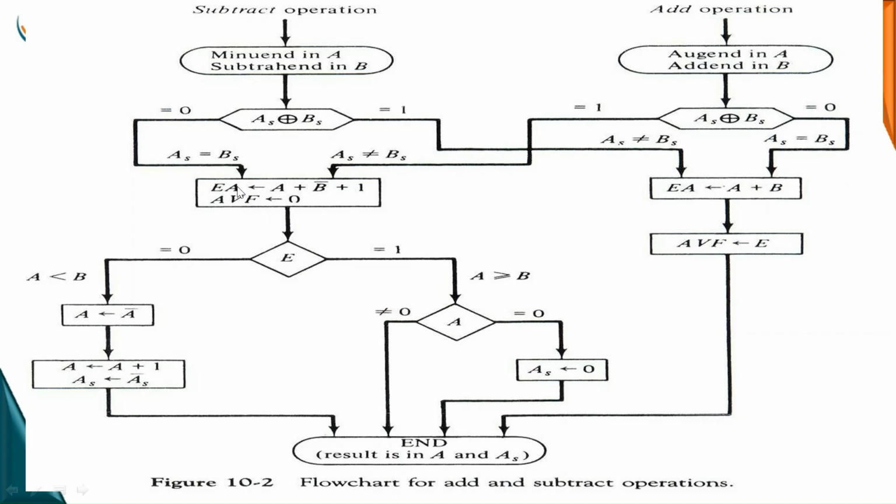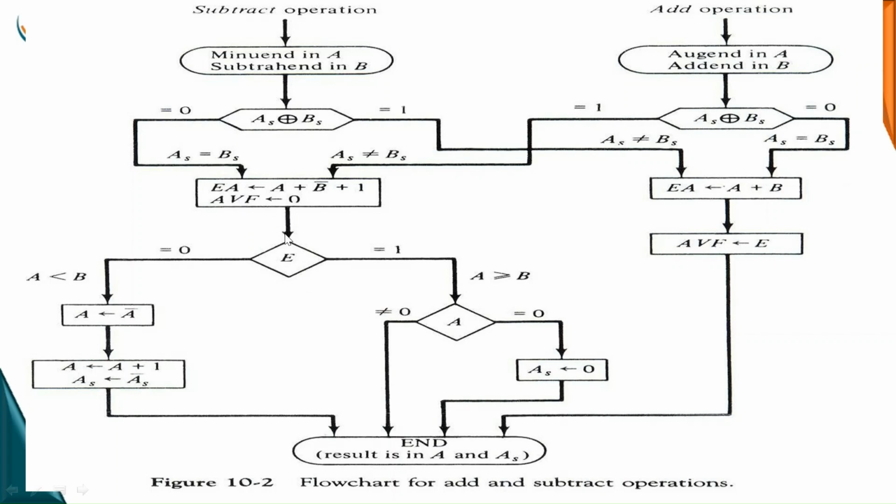Coming to the subtraction operation, how do you perform a subtraction? You perform A plus B complement plus 1, which is nothing but A minus B. So you are first performing A minus B. Since you don't have an overflow condition in the case of a subtraction operation, the add overflow flip-flop will be cleared to 0. There is no possibility of overflow here. After performing the subtraction operation, E stores the carry and EA stores the result of your subtraction operation.